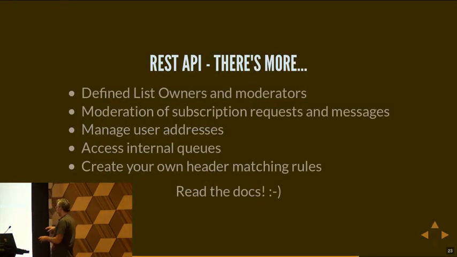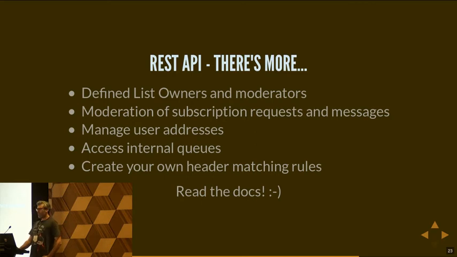So there's more. I showed you the most important things, but of course there's a couple of things that I don't have the time to mention here. You can define list owners and moderators. You can moderate subscription requests and messages using the REST API. You can manage user addresses, like changing email addresses, or add extra email addresses to a user. You can access internal Mailman queues, and you can also create your own header matching rules. These are rules which determine if a message is moderated or not. But you can read the docs. We have extensive docs because the docs are basically our test suite for the Mailman client, and you can find all kinds of things that you can do with the REST API there.